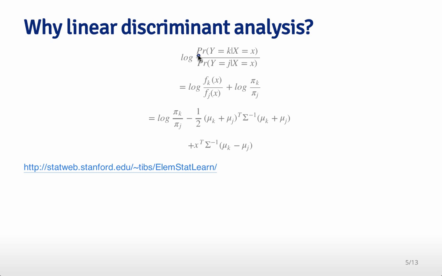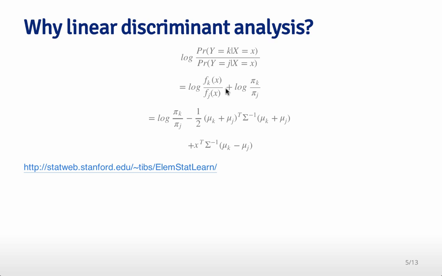Well, if we consider the ratio of the probabilities of two classes, so this is the probability you're in class K, given our predictor variables, divided by the probability you're in class J, given the predictor variables, and we take the log of that quantity. So if we take the log of it, it's a monotone function, which means that as this ratio increases, so will the log of that ratio.